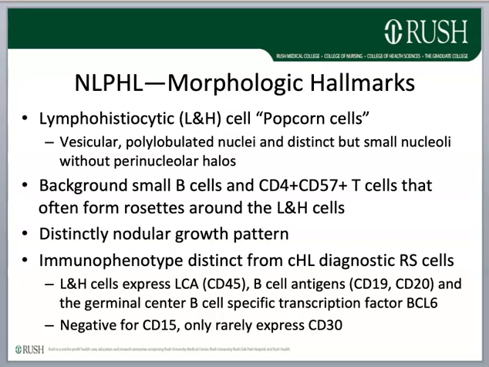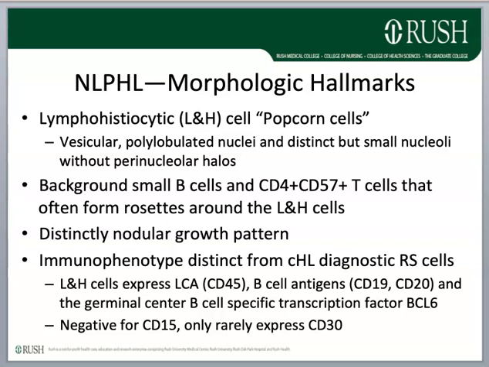This variant is also characterized by these LNH cells and a background of small B lymphocytes, follicular dendritic cells, and follicular T suppressor cells, which often form rosettes around the LNH cells. A distinctly nodular architecture is seen in a majority of cases, but there are not bands of collagenous fibers between these nodules like in the nodular sclerosis variant.